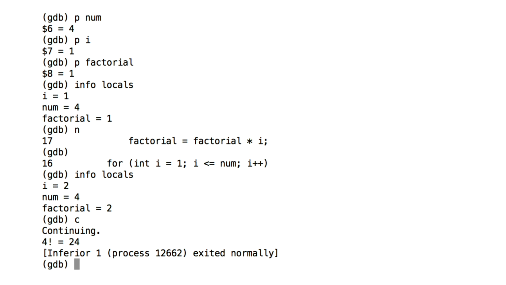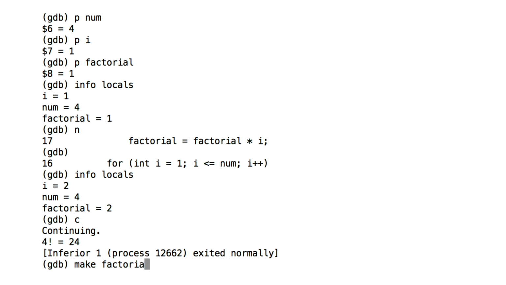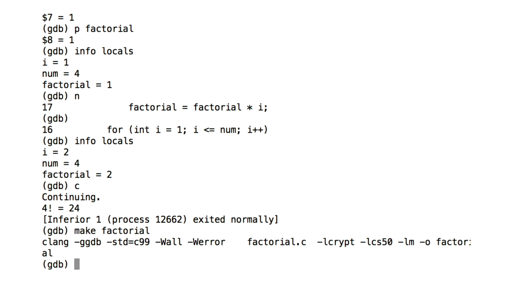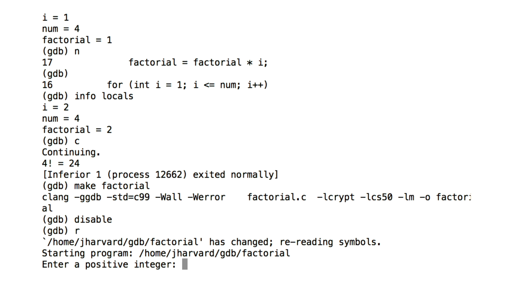Sweet! 4 factorial printed out 24, as expected. Now we can go fix this in our code. Rather than quit out of GDB, we'll use another terminal tab to do this. Going back to our GDB tab, we now need to recompile our executable. One of the best things about GDB is that you don't need to leave GDB to run make. So that we don't keep hitting the old breakpoints, let's disable them with the, you guessed it, disable command. This will disable all of our breakpoints. Now we can restart the program with r and make sure everything's okay.